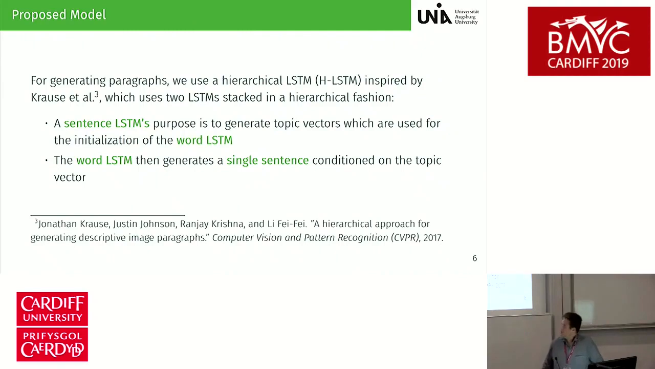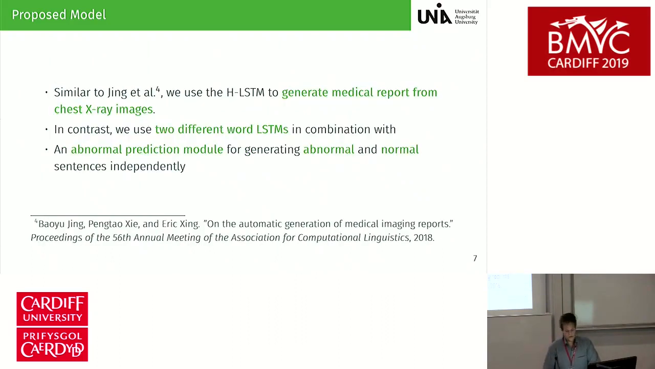And we use a model that was proposed by Krause. Basically, that's a hierarchical LSTM. There are two LSTMs stacked on top of each other. The first one generates so-called topic vectors, which are used as an initialization for the word LSTM, and the word LSTM then generates one sentence, and all those sentences are concatenated into a whole paragraph. There are other works which also use this hierarchical LSTM architecture to generate medical reports from those chest X-ray images.